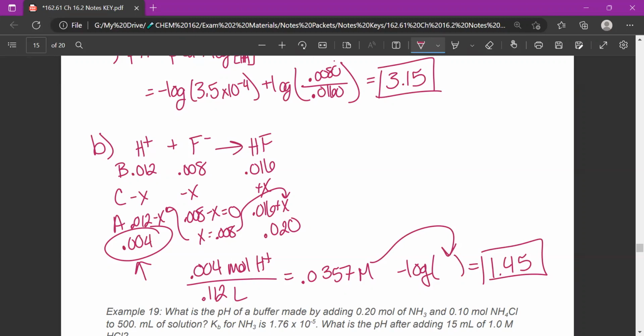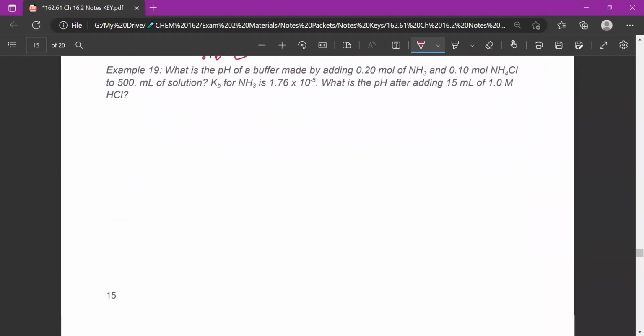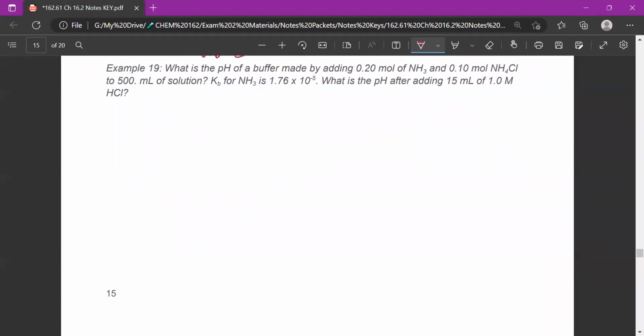Okay. Example number 19 is one you should try yourself. I'm going to read it and then tell you to pause. What is the pH of a buffer made by adding 0.2 molars of NH3 and 0.1 molars of NH4Cl? So that's a weak base and its conjugate acid, to 500 milliliters of solution. Kb for NH3 I gave you. What is the pH after adding 15 milliliters of hydrochloric acid?